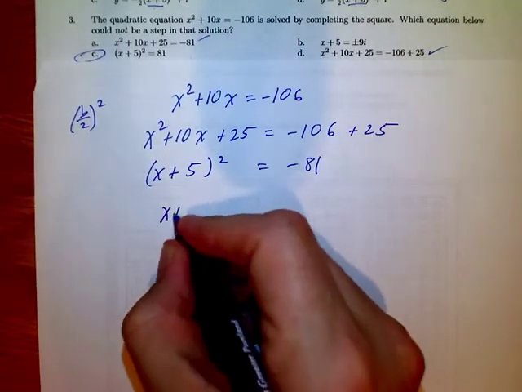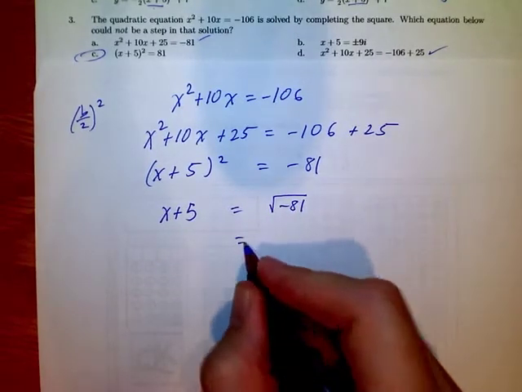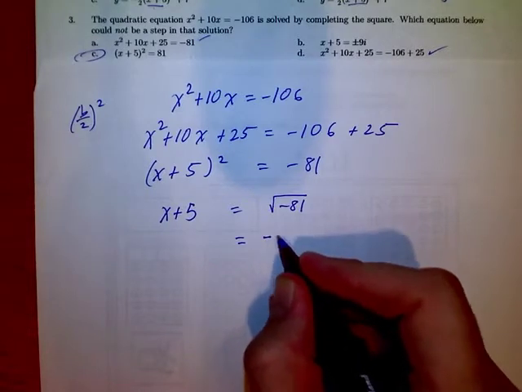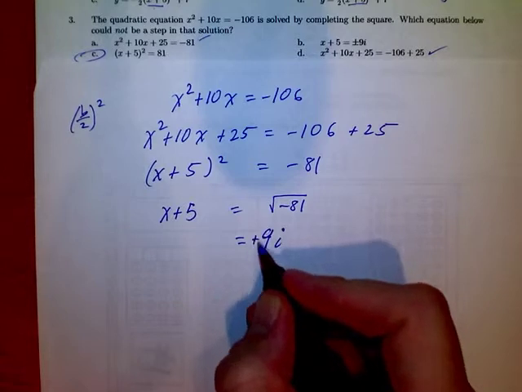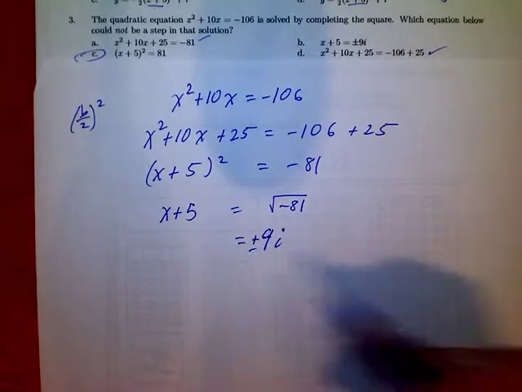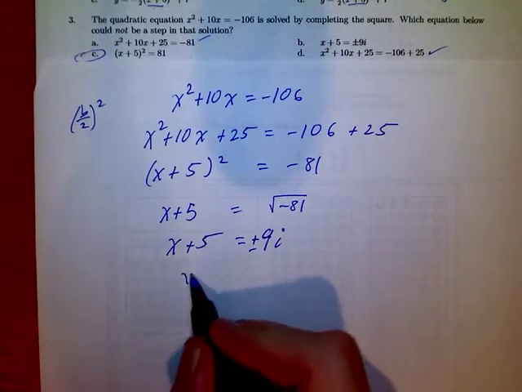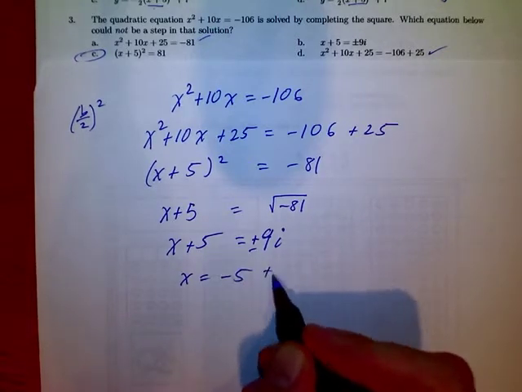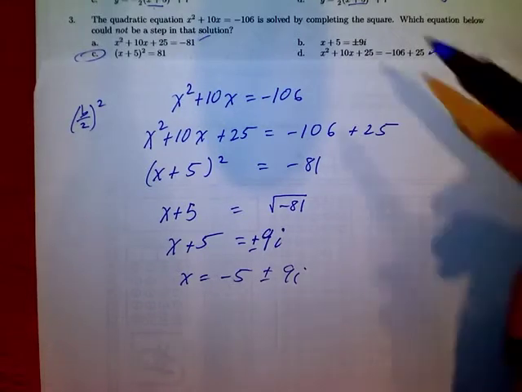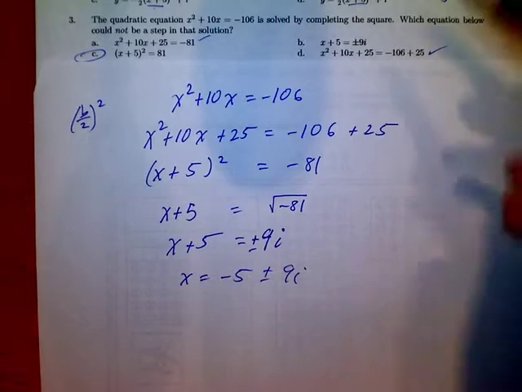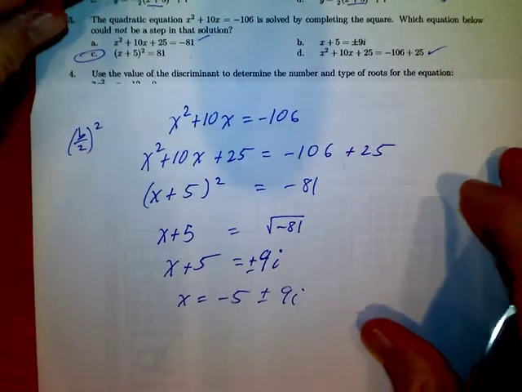To finish the problem out, you can take the square root of both sides. The square root of negative 81 is 9i, positive and negative 9i. Subtract 5 on both sides, and you have negative 5 plus or minus 9i. That will be the solution for the value of x. But in our case, choice C is the correct answer.